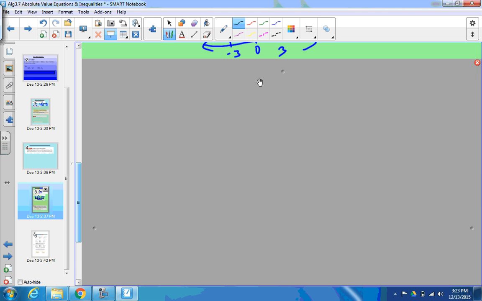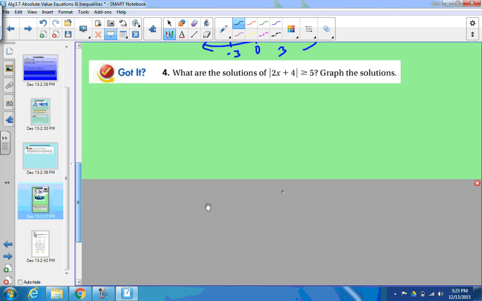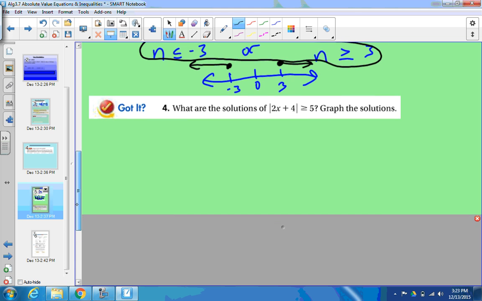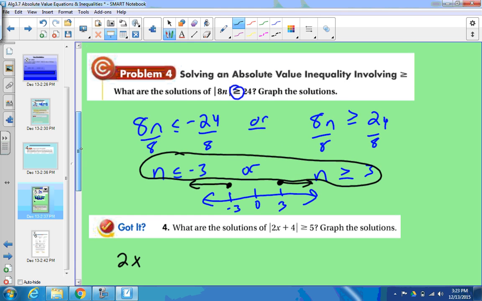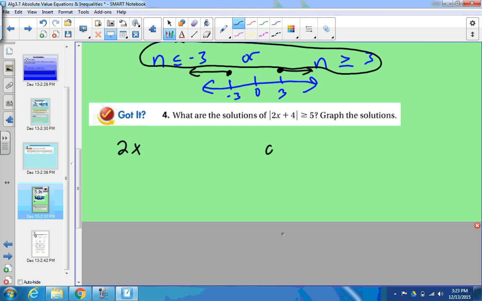All right, let's do another one. What are the solutions to this inequality? We have it solved for the absolute value part. So let's take that out and say 2x, and it's a greater than again. So we're going to do the same thing. It's going to be an or.